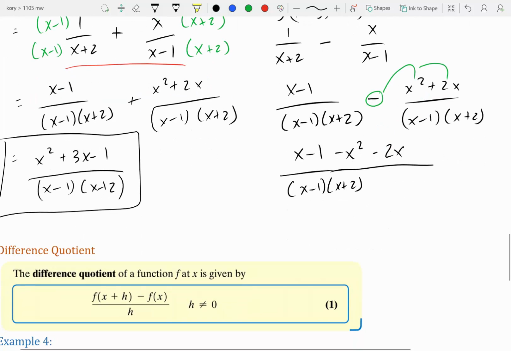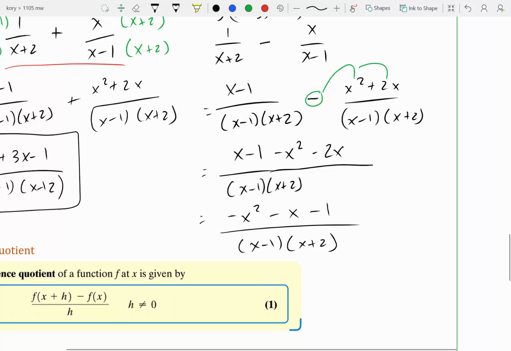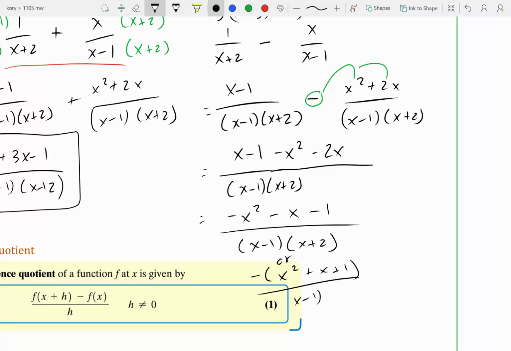Combine like terms. So we have negative x squared minus x minus 1 all over (x minus 1)(x plus 2). And that's a way to answer. Or you can take the negative out and do negative (x squared plus x plus 1) over (x minus 1)(x plus 2).